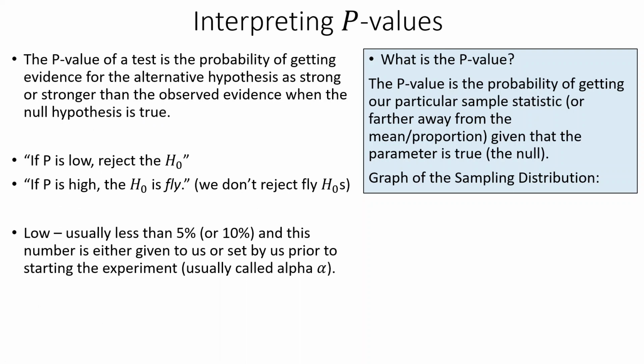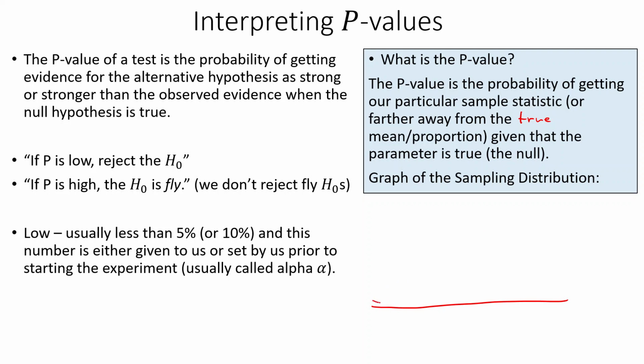What is a p-value? A p-value is the probability of getting our particular sample statistic or farther away from the mean, the true mean or proportion. We'll put the word true in here. True mean or proportion, given that the parameter is true. So the null hypothesis is true. So it's easier to think of the graph.